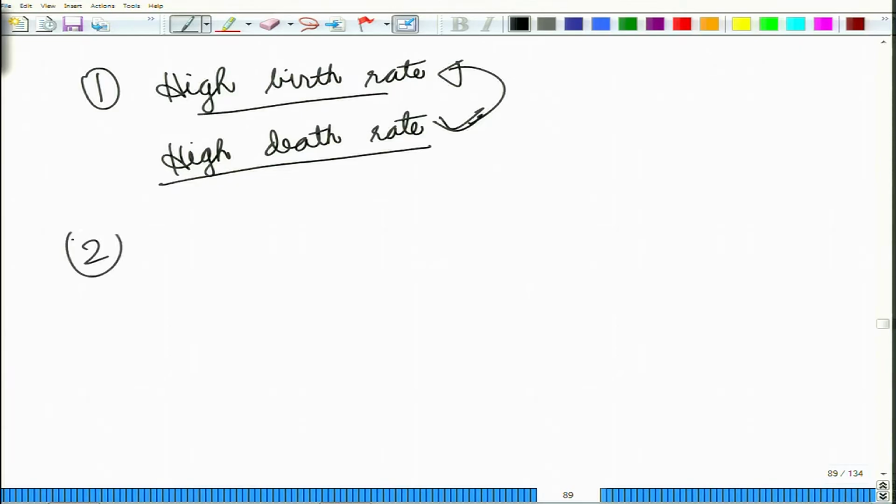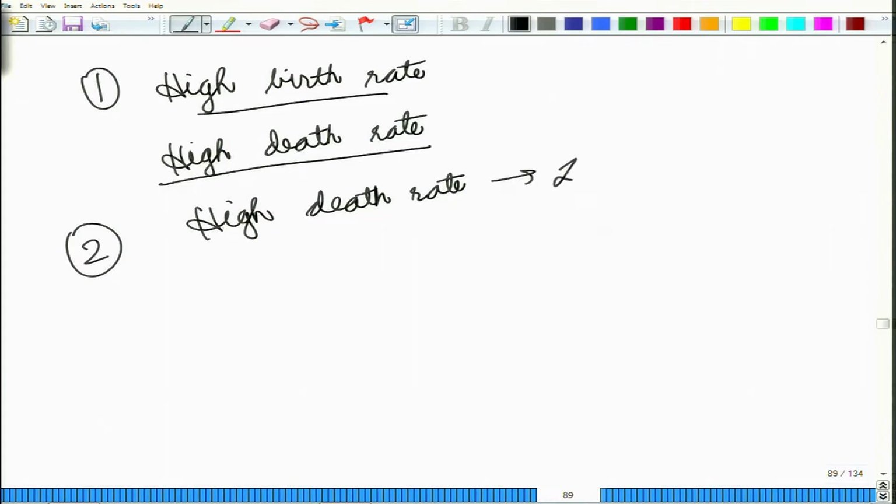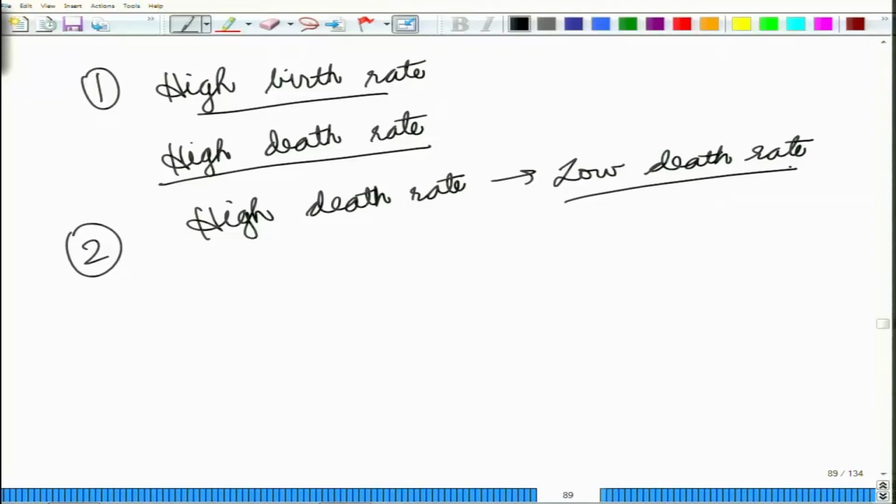Now, the second stage in demographic transition is where you are reducing the death rates. So, you have shifted from a high death rate to a low death rate. How are you able to reduce the death rate? By providing more nutrition, by providing modern medical facilities, by having more information about what somebody should eat, how to prevent diseases, and how to treat diseases if they are there. So, in this level of society, you now have a low death rate.